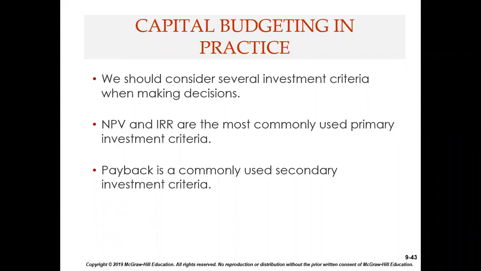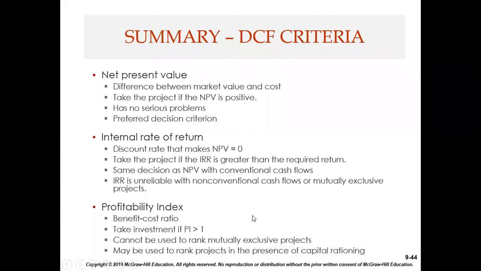So we should consider several investment criteria when making a decision. Just don't stick with one. Remember, the net present value and internal rate of return are the most commonly used primary investment criteria and probably some of the best, because it takes into account and answers with yeses those 4 questions we presented at the beginning. Payback is a commonly used secondary investment criteria. So just to review them one more time.